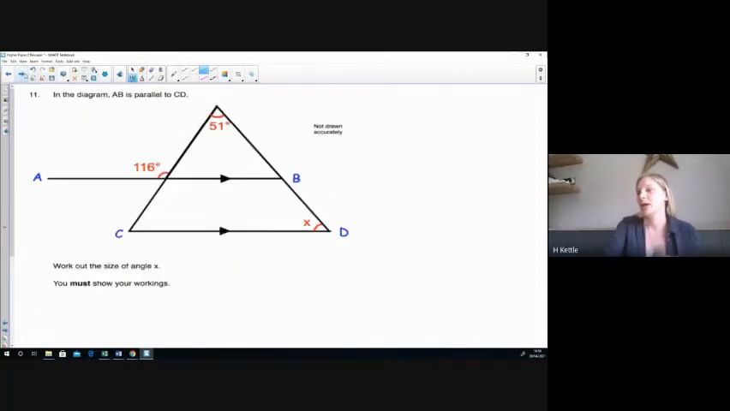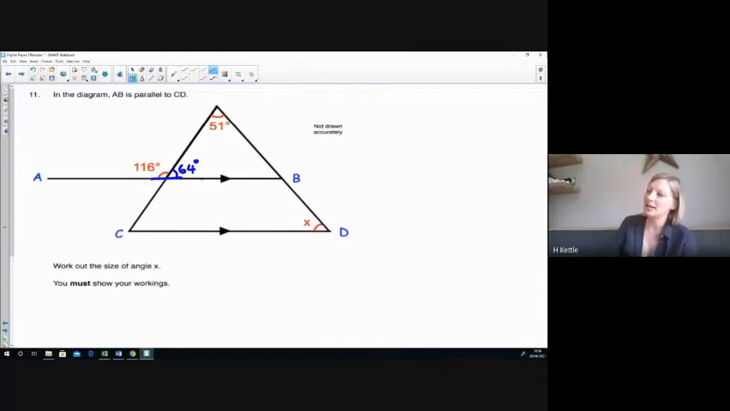Okay. Number 11, in the diagram, AB is parallel to CD. So this line here is parallel to this line here. Work out the size of angle X. Okay, so let's just start by filling in what we know. Immediately here, I want to fill this one out because I can see that we've got a straight line here. So angles on a straight line add up to 180. So if this is 116, then this one is 64 degrees.